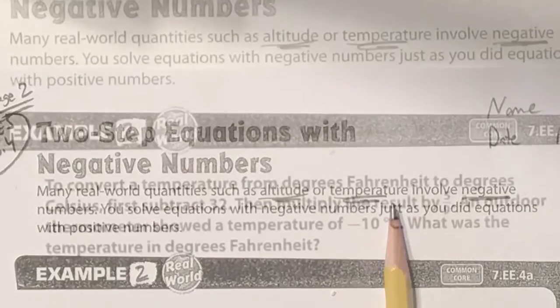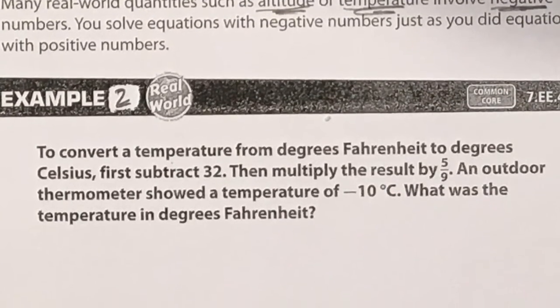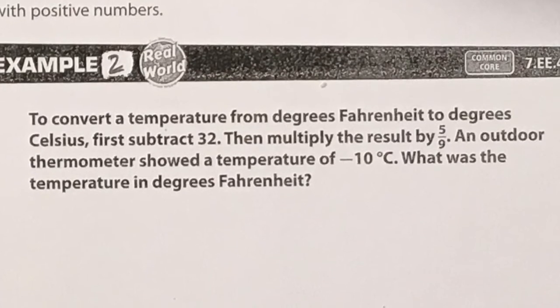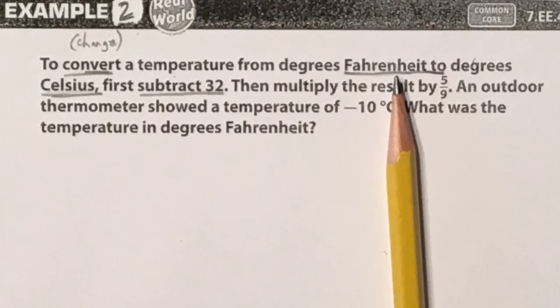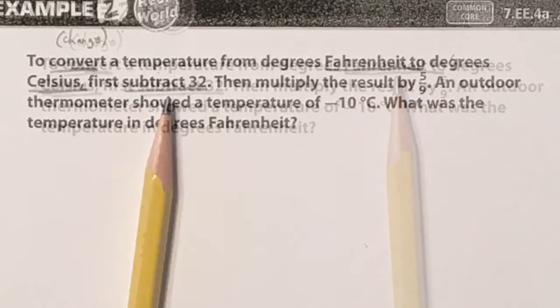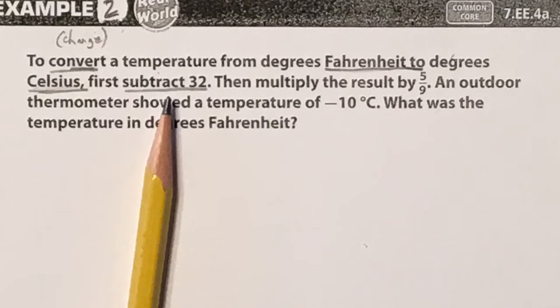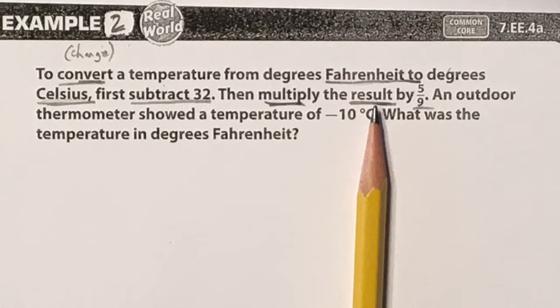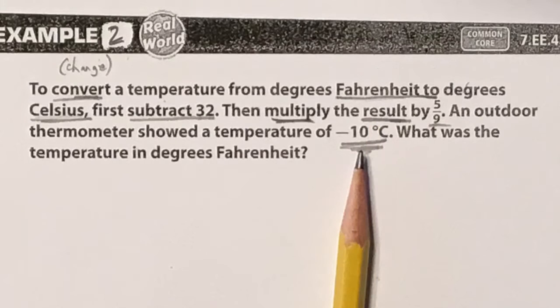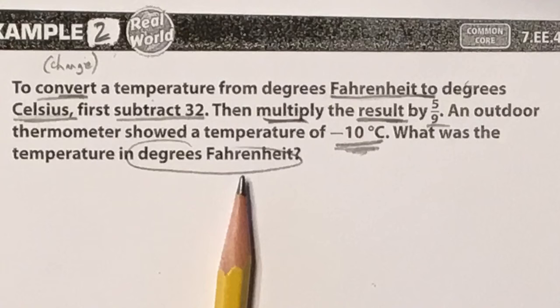So here we go with the first example. This problem is about temperature and changing from Fahrenheit to Celsius degrees. To convert Fahrenheit to degrees Celsius, we must first subtract 32. Then we multiply the result by 5/9. And then an outdoor thermometer showed a temperature of negative 10 degrees Celsius, and we're supposed to find out what the temperature is in degrees Fahrenheit.